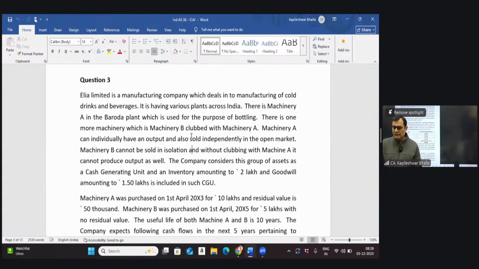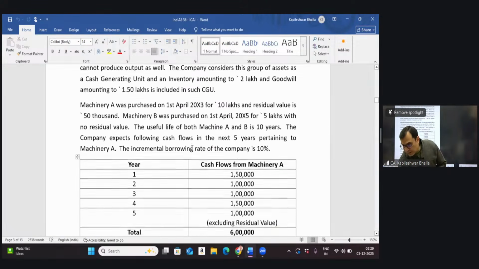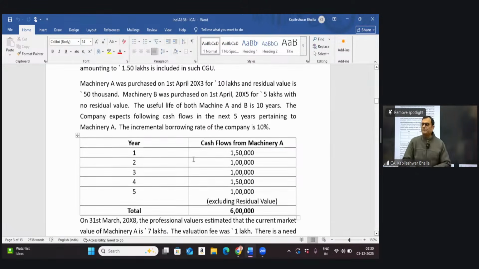Then he says machinery A was purchased on 1st April X3 for 10 lakh rupees and the residual value is supposed to be 50,000. Machinery B was purchased on 1st April X5 for 5 lakh rupees with no residual value. And the useful life of both the machines is 10 years. So we're given the cost of the machine, the scrap value of the machine, and the life. The company expects the following cash flows in the next 5 years pertaining to machinery A.